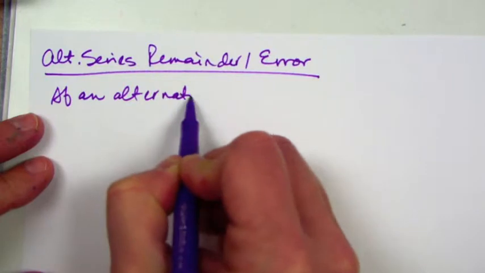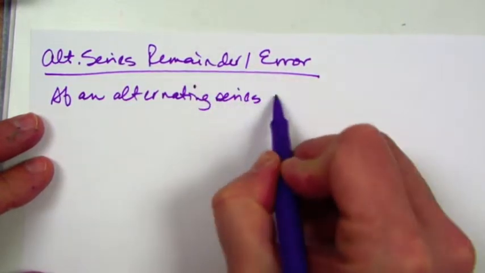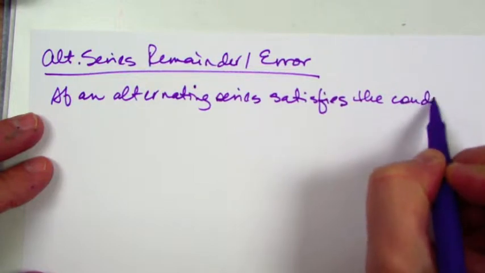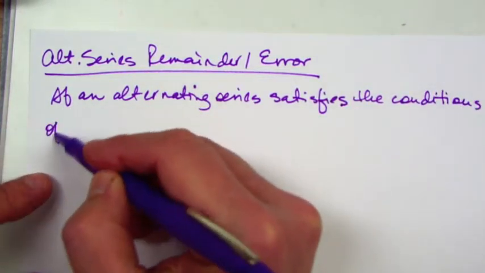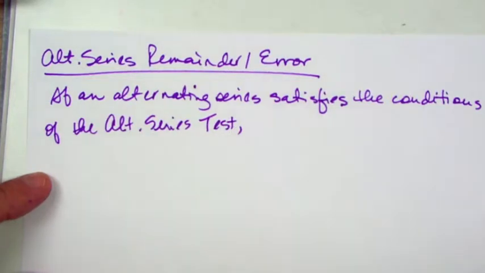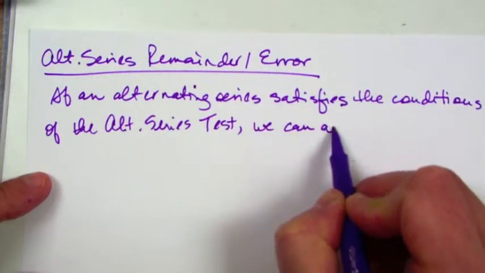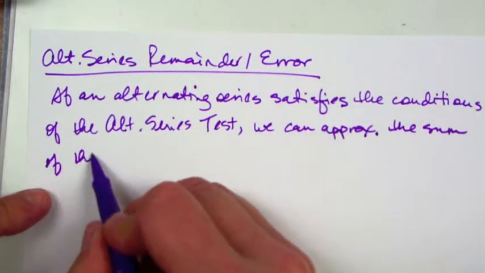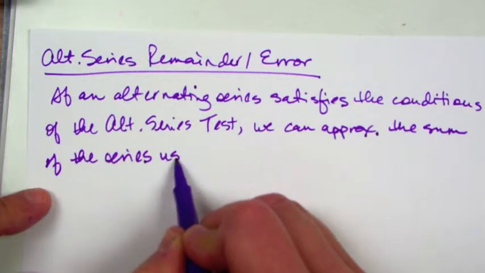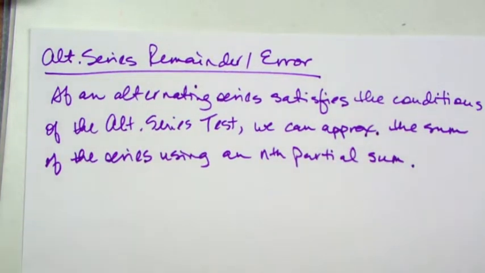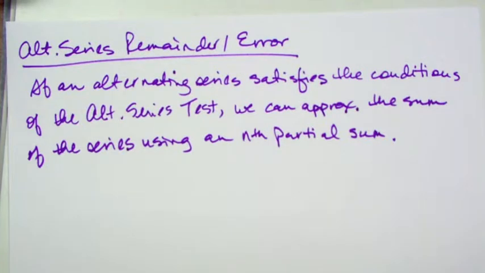If an alternating series satisfies the conditions of the alternating series test, we can approximate the sum of the series using an nth partial sum.